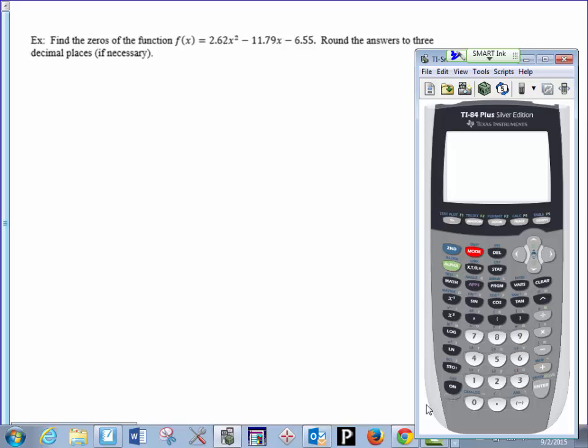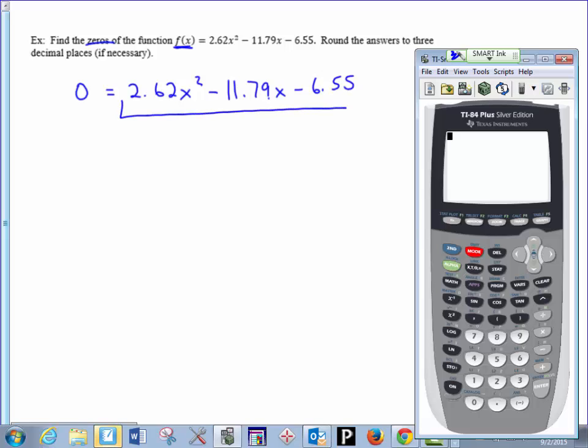In this example, we have been asked to find the zeros of the given function and then round the answers to 3 decimal places if necessary. For this example, we can see that we've been given function notation. And so to find the zeros means that the function must equal 0. So we would have 0 equals 2.62 x squared minus 11.79 x minus 6.55.